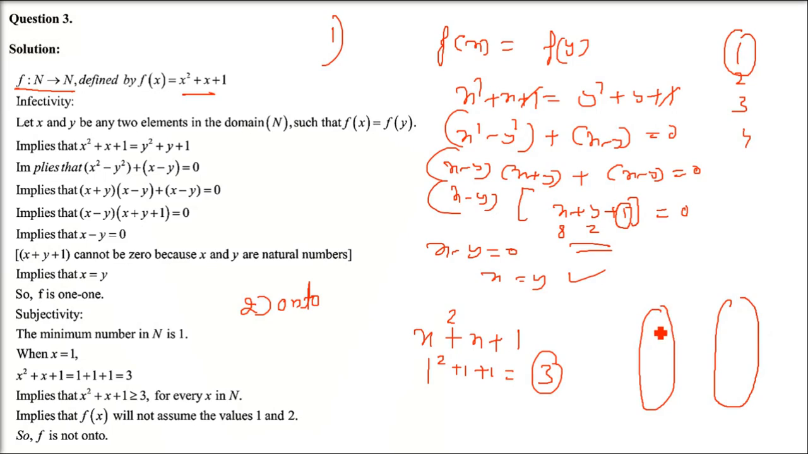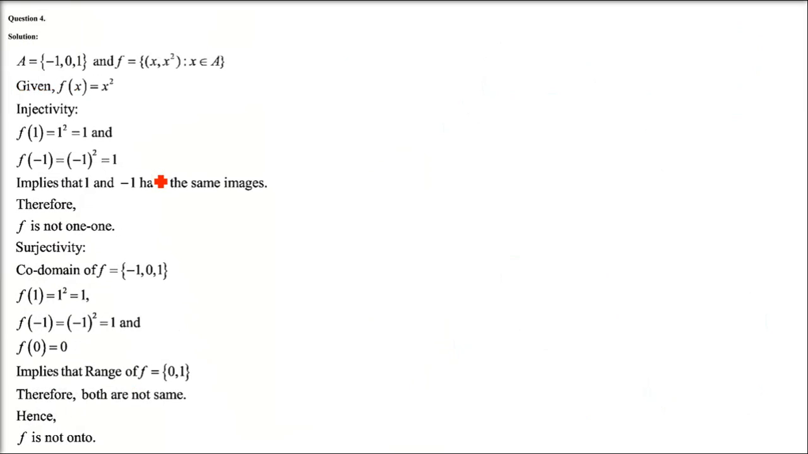The codomain is starting from 1, 2, 3 like this. But the range is starting from 3. So 1, 2 will not have any mapping back. Minimum 3 it will start. That means 1, 2 will never come. So it is not onto, because not a single value in set B or set Y should remain, which is what we see here. 1 and 2 don't have any pre-image. This is not onto.